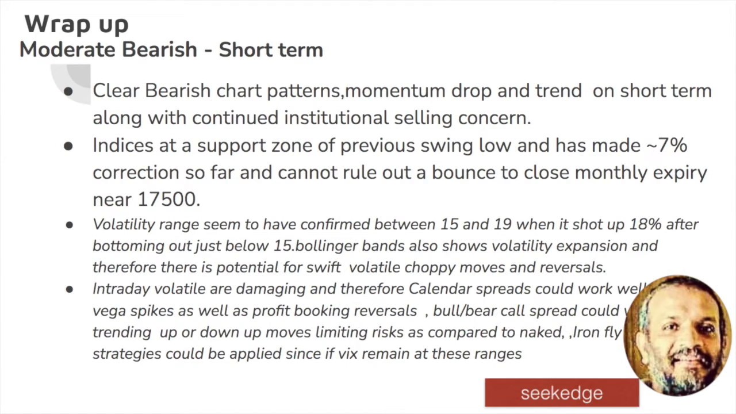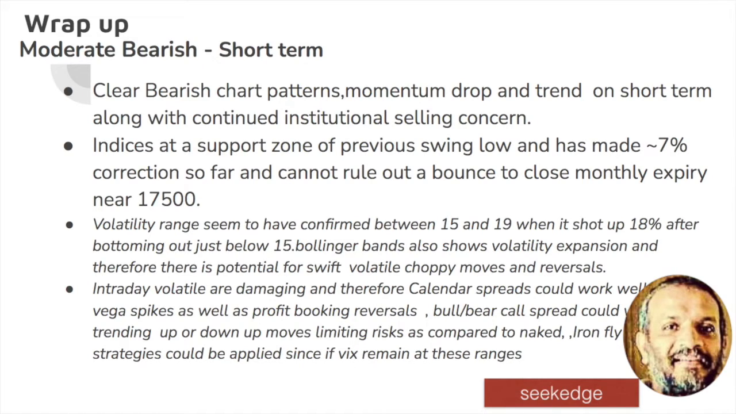Now, to back up, it's moderate bearishness in the short term is my view. There are clear bearish charts, clear momentum drop and a clear bearish trend in the short term, in the sense of the daily time frame, and the institutional selling is heavy. So the bias obviously will be moderately bearish. Why it is moderate is because there is still a chance, because 7% is a decent correction, and a 70,500 closure for the monthly expiry can happen. Although there is scope for further correction. So it's not heavily bearish, it's moderately bearish because we're at a support zone. Right? A decent correction has happened. Now there is a bounce up and there is potential for that. Right? So that's my view for the short term.